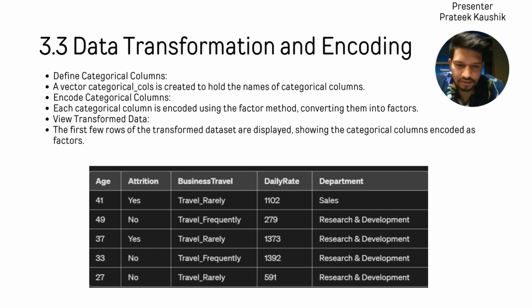In this step, the categorical columns are encoded to numerical format using the vector method. First, a vector named categorical (COLS) is defined to hold the names of categorical columns, and then each categorical column is encoded as a factor, ensuring compatibility with various statistical and machine learning models that require numerical input. Finally, the transformed dataset is inspected to ensure that the encoding process has been applied accurately, with the categorical columns represented as factors.